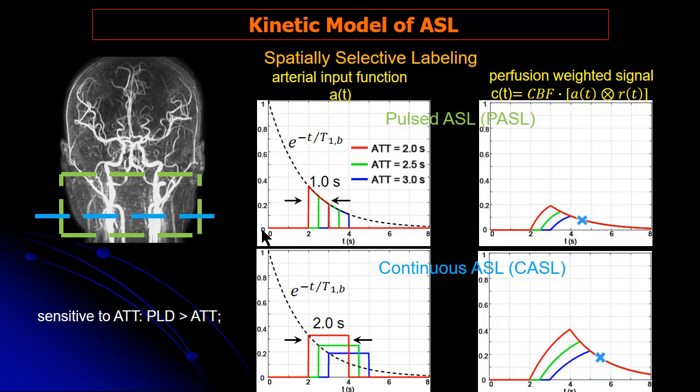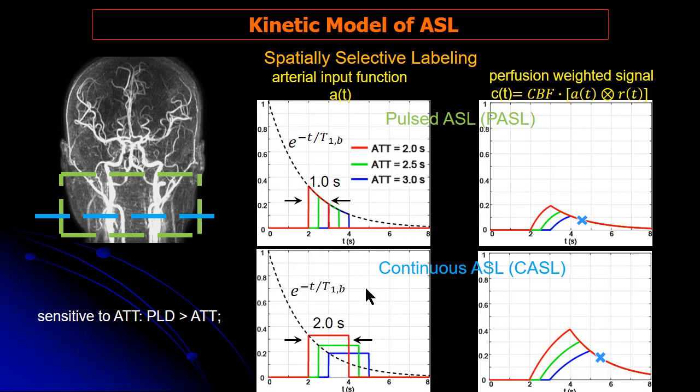Spatially selective labeling typically applies the labeling pulses and labels the blood before it enters the brain. Pulsed ASL labels all the blood through a thick slab in the neck region with the leading edge and the trailing edge, which have different RTO transit times. So the RTO input function will have a further decay at the trailing edge.